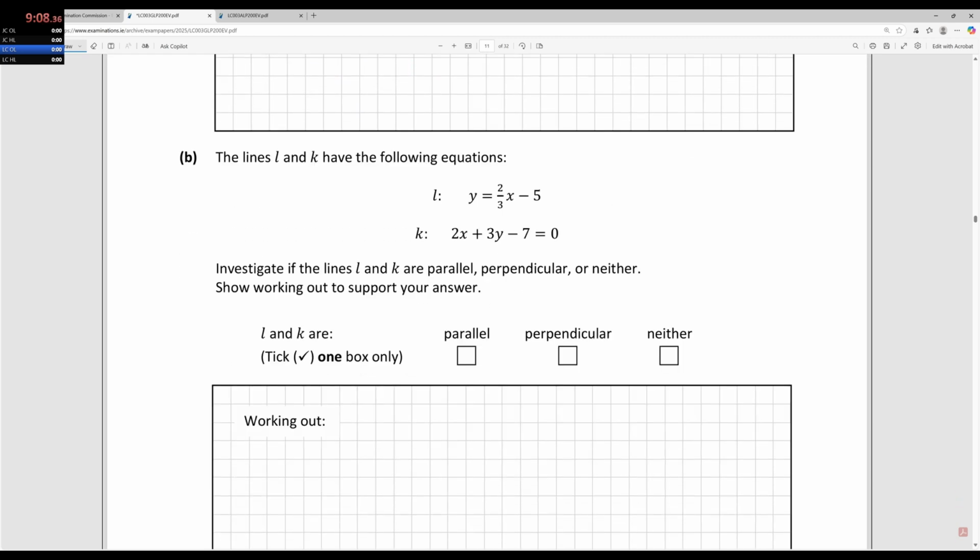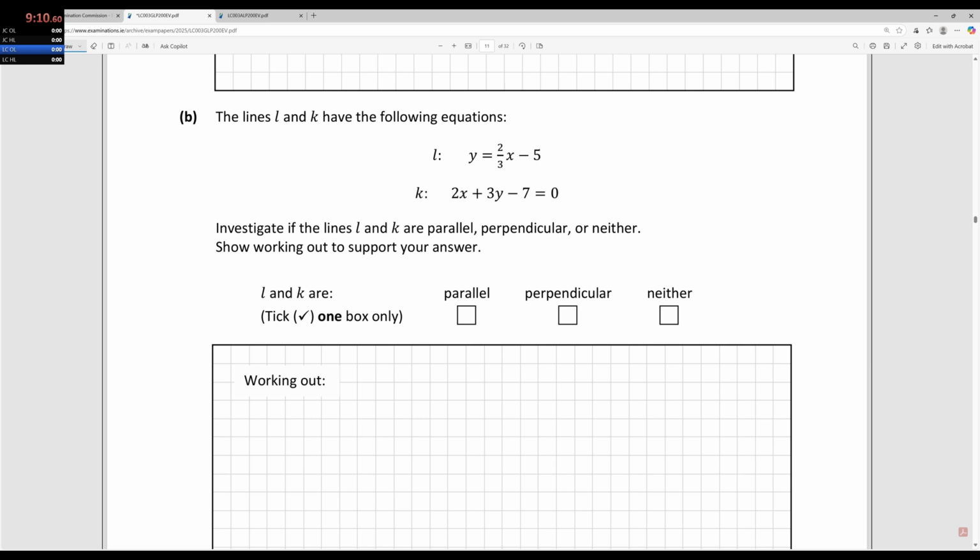The lines of the following equations. Investigate if these lines are parallel, perpendicular, or neither. So I technically did this with them. So the slope for that one is 2 over 3. The slope for this one would be minus 2 over 3. So neither, I think. Hopefully that's okay for the working out that I've done. Drift that over would be minus 2, divide both sides by 3, yeah.